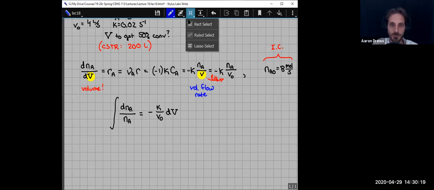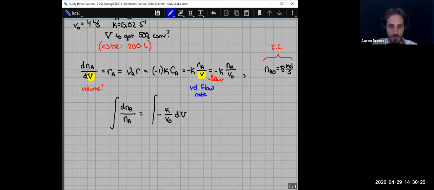I have a really hard time drawing the integral sign on the little Wacom tablet. So we're going to integrate this from inlet to outlet. So in the bottom here, let me change the color of this. The lower part of the integral will be the inlet conditions, and the upper part of the integral will be the outlet conditions.